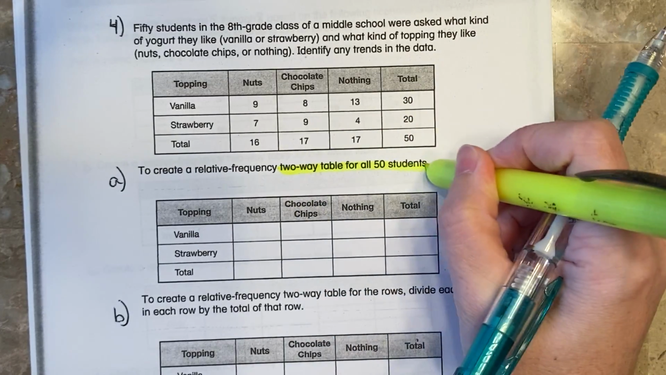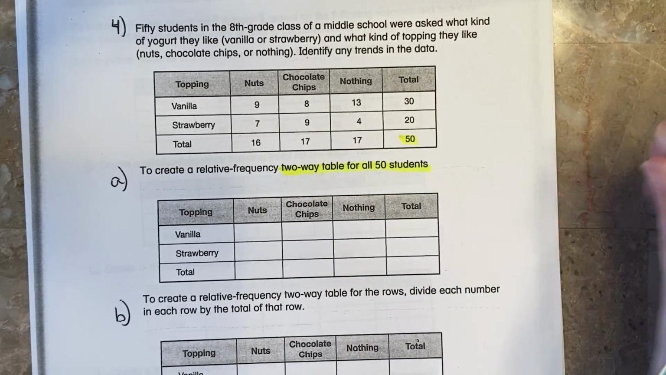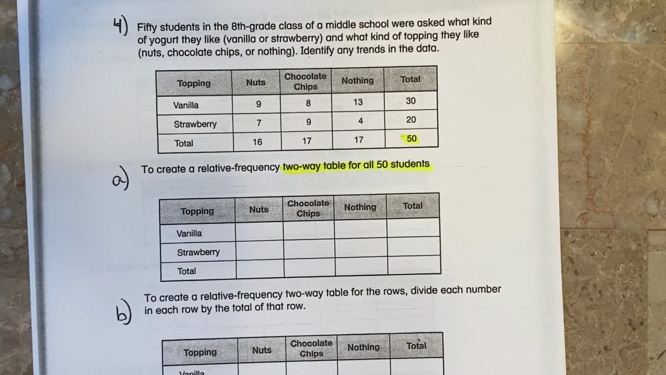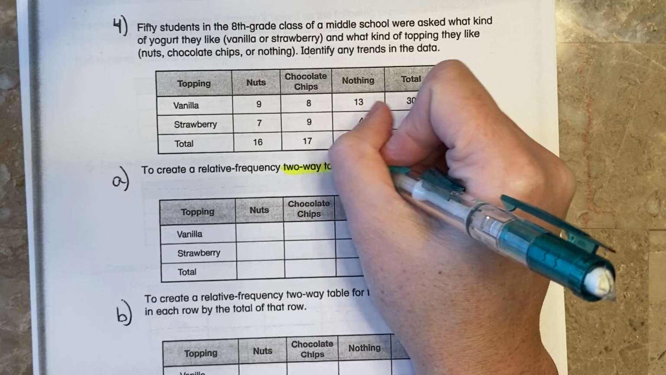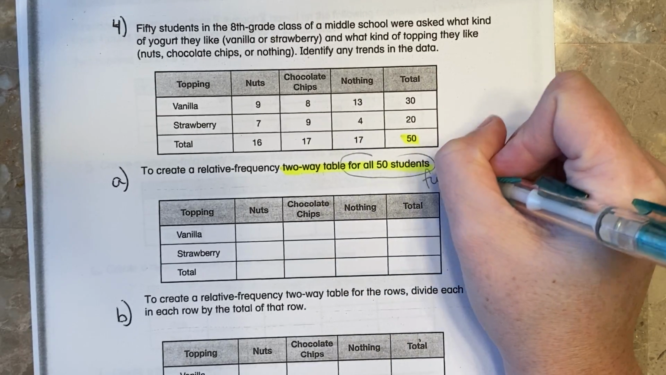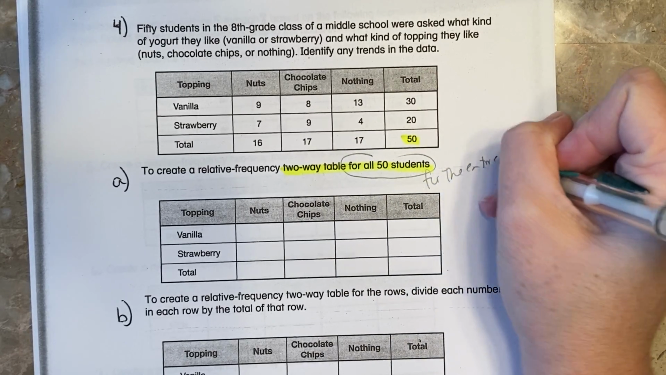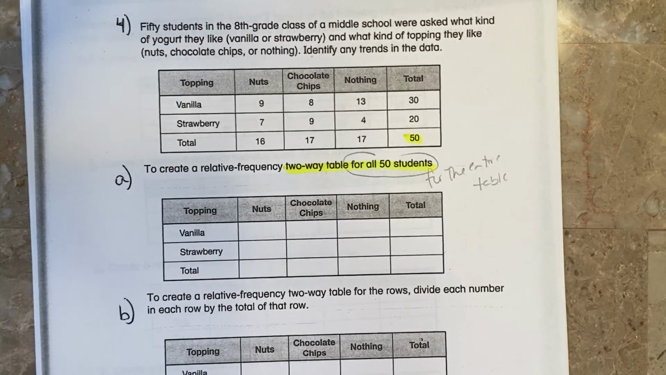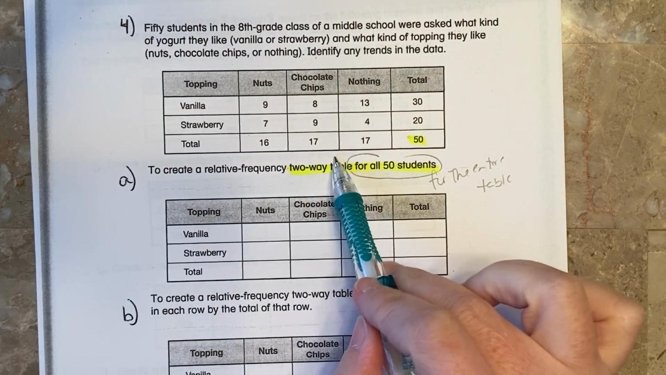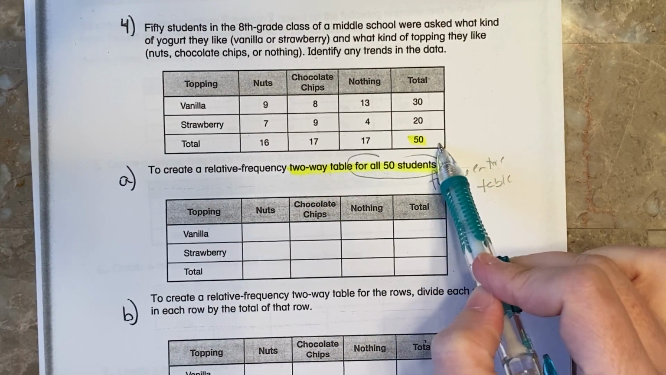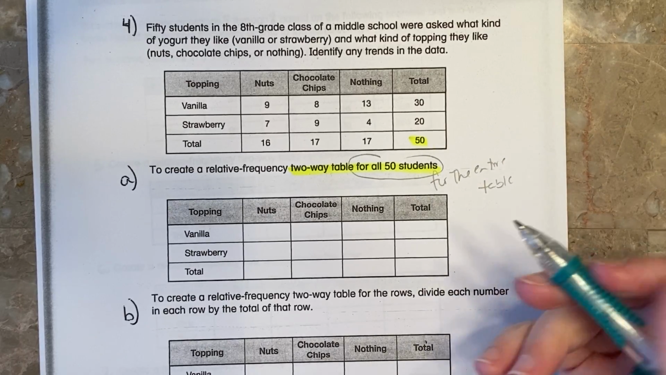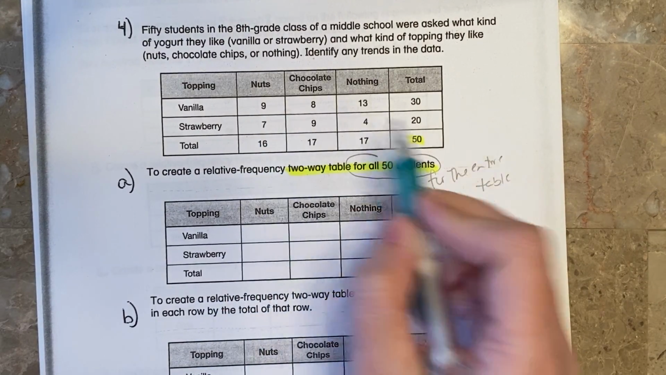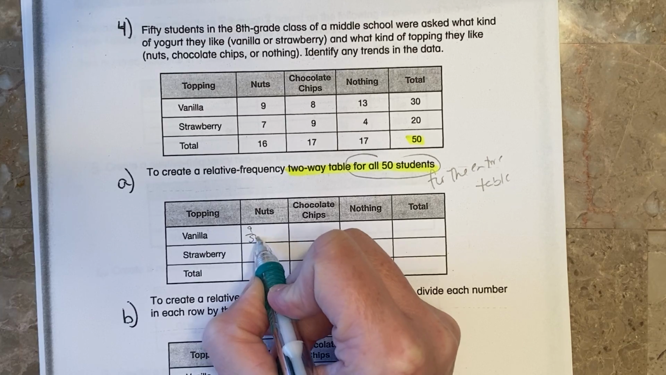We're going to do a two-way table for all 50 students. So we've done by row, we've done by column, but we haven't done for the entire table. So this one, every single number you see goes over 50. And that's it. That's how you do the entire table. So every single number over 50. So I'm going to do this quick, okay?